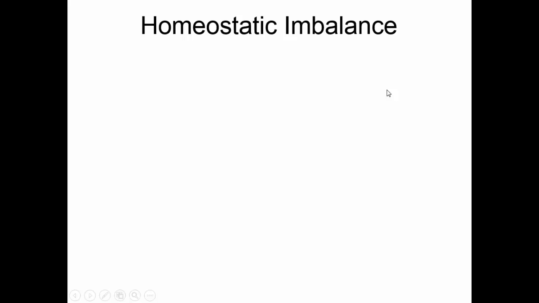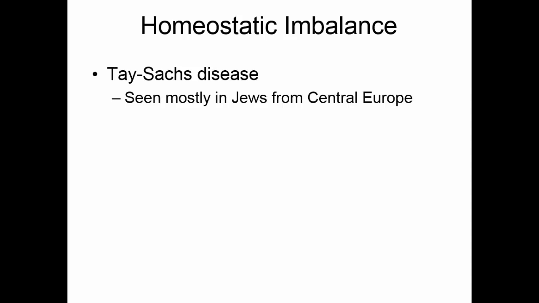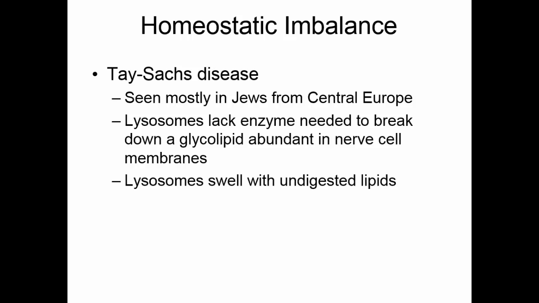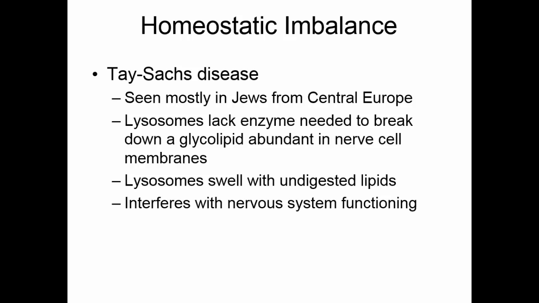One of the homeostatic imbalances that can occur with cell membranes is a disease called Tay-Sachs disease. This is a genetic disorder that is seen mostly in Jews from Central Europe. Here, the lysosomes lack an enzyme. This enzyme will break down a glycolipid that's found in nerve cell membranes. Because the lysosomes can't break this down, the lysosomes take it in, but they swell with these undigested lipids, and this interferes with the functioning of the nerve cells.